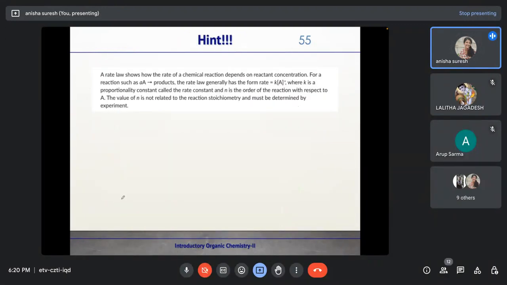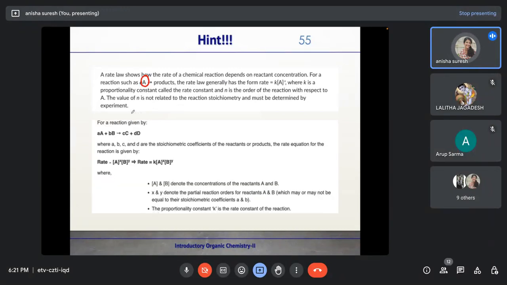So for finding the rate of the reaction, a rate law shows how the rate of the chemical reaction depends on the reactant concentration. For a reaction such as A gives products, the rate law generally has the form rate equals K into concentration of A to the power n, where K is the proportionality constant called the rate constant, and n is the order of the reaction with respect to A. The value of n is not related to the reaction stoichiometry and must be determined by experiment. So this cannot be determined by the stoichiometry of the reaction, that is how many molecules there are; it will be determined by experiment.